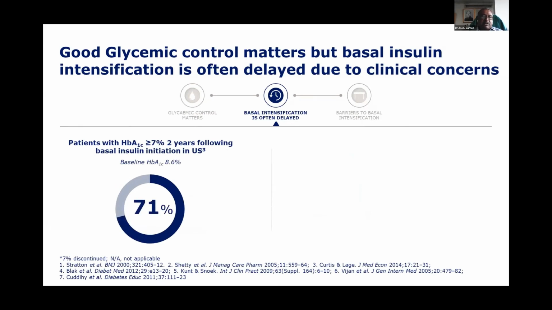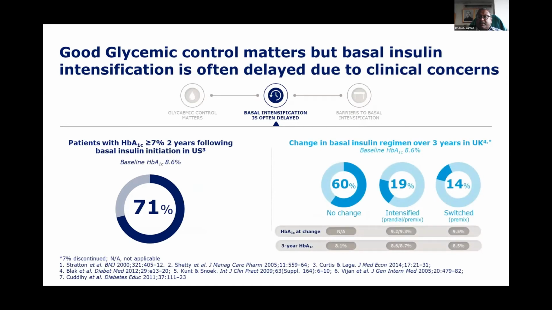Even in the US, after initiation of basal insulin for 2 years, hemoglobin A1c is more than 7% in 71% of the population. And in the UK, after 3 years, it showed that 60% have no change of hemoglobin A1c, and only 90% intensified their insulin regimen, and only 14% have changed their regimen.